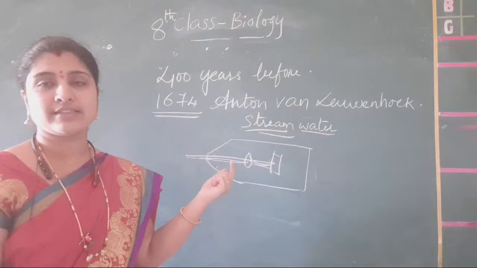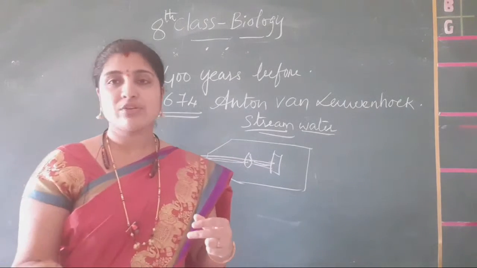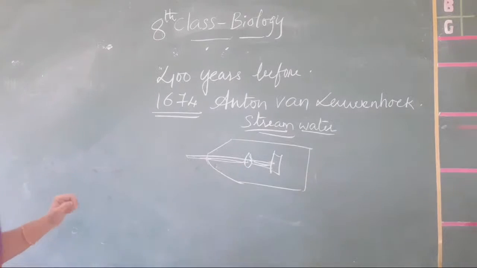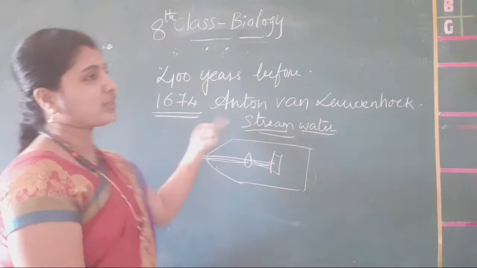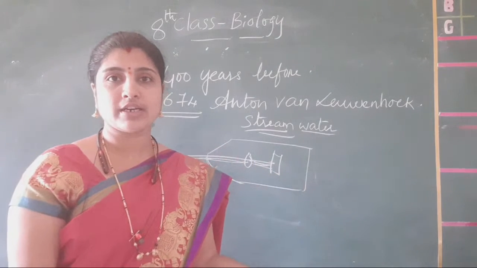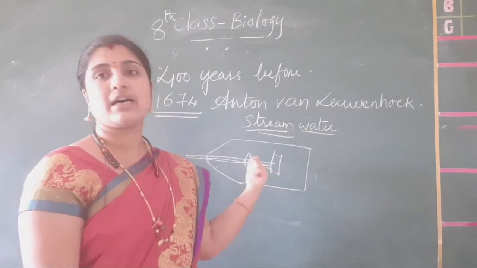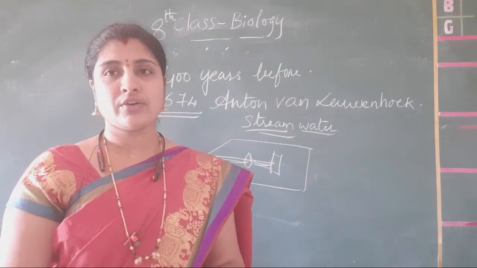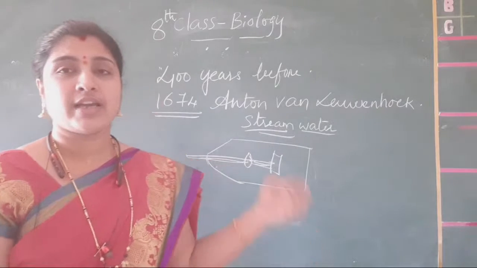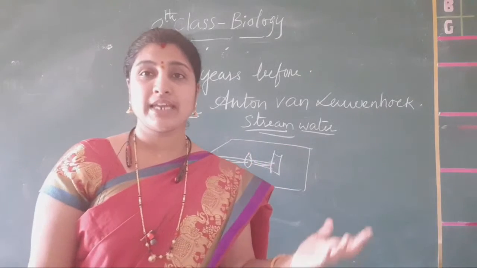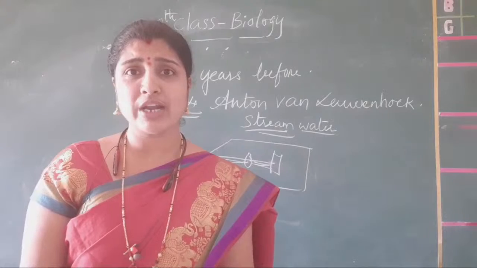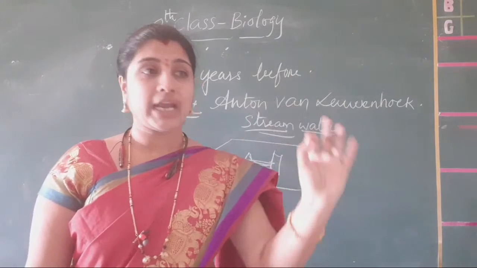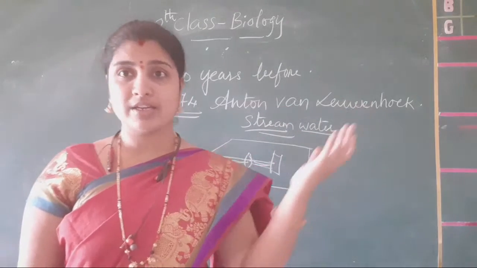During those days, there was no microscope like we are using nowadays. So this type of microscope he used for observing stream water. He collected stream water and observed it under the microscope. Okay students? What did Antony van Leeuwenhoek do in 1674? We are living in 2020, and 1674 to 2020, so nearly 400 years.